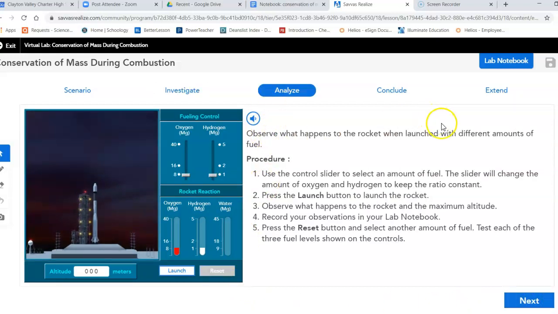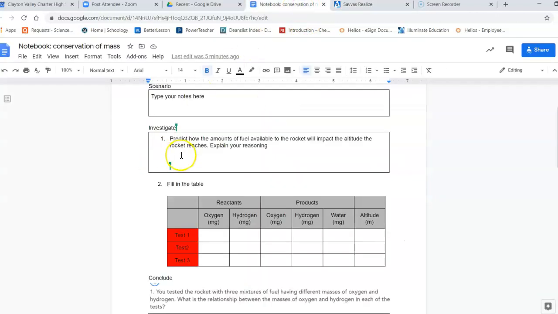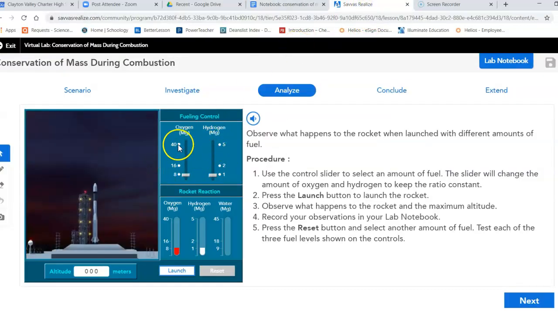All right, so here's the procedure. I will follow this procedure, but go ahead and pause the video again and read. That way you understand what I'm doing. Before we begin to take the data, you go ahead and write your predictions. Predict how the amounts of fuel available to the rocket will impact the altitude of the rocket, and explain your reasoning. In other words, how does me changing the amount here affect the height that the rocket will fly? That's the idea.